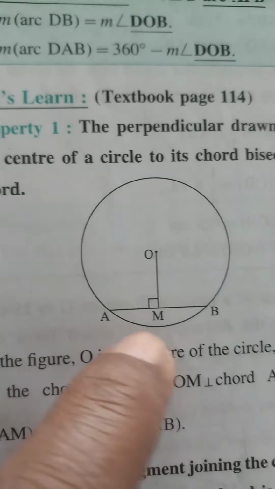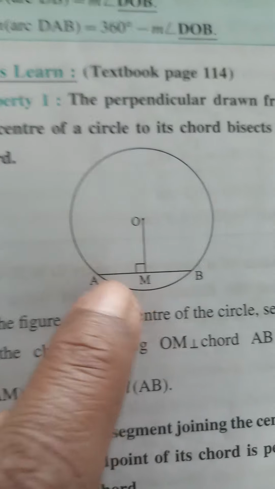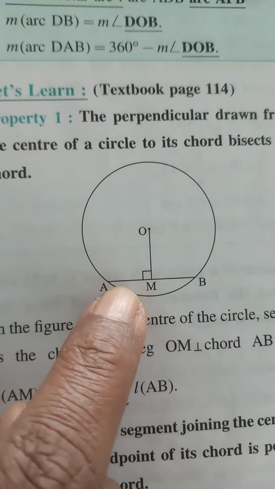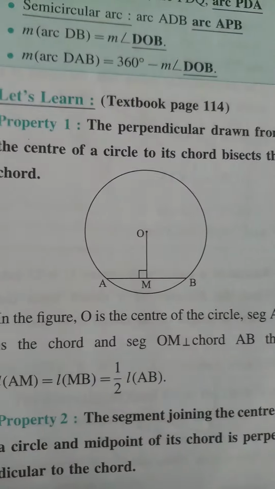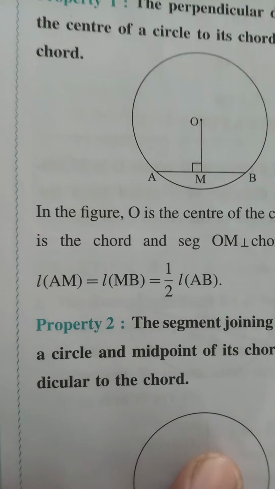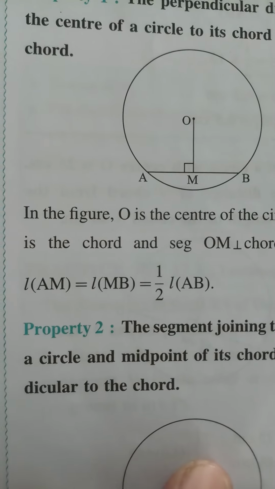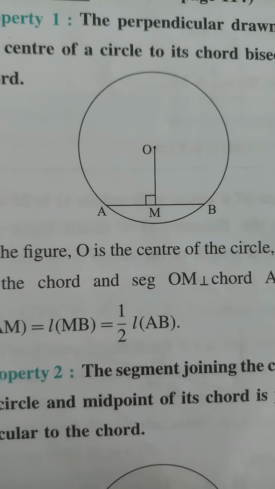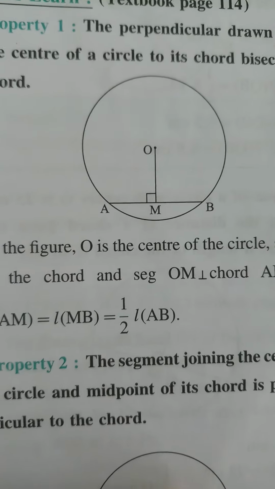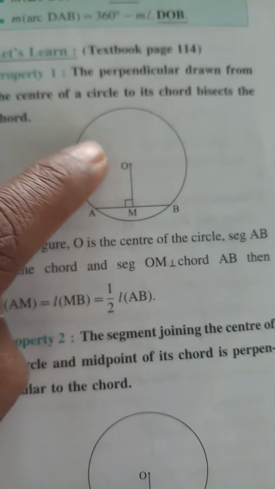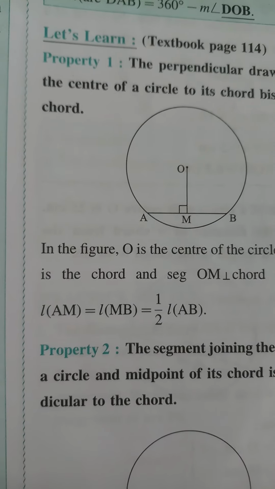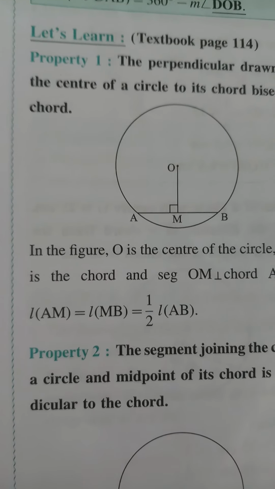You will see that the chord is divided into two equal parts, meaning segment AM is congruent to segment MB. If the measure of AM is 5, the measure of MB will be 5. So AM is equal to MB is equal to half of AB. Remember that AM is half of AB and MB is also half of AB. So what is this property? The perpendicular drawn from the center of a circle to the chord bisects the chord, meaning it divides the chord into two equal parts.